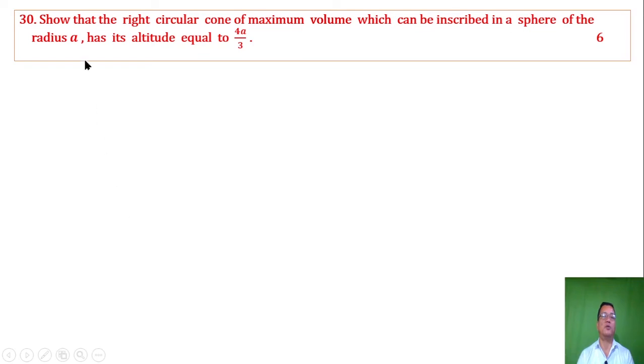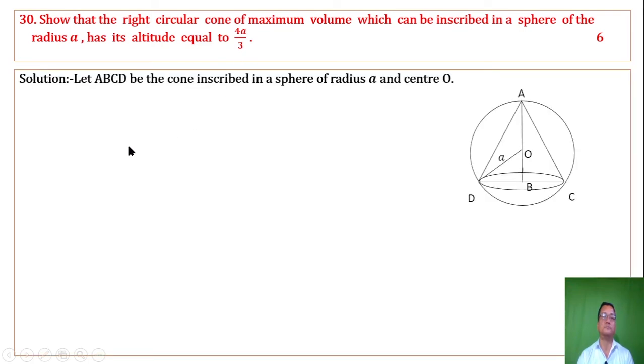Question number 30. Show that the right circular cone of maximum volume, which can be inscribed in a sphere of radius a, has its altitude equal to 4a by 3. 6 marks. Let A, B, C, D be the cone inscribed in a sphere of radius a and center O.